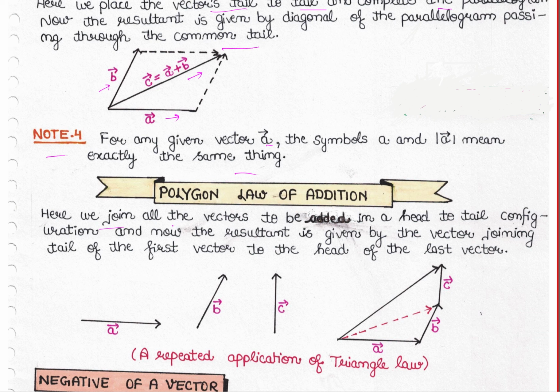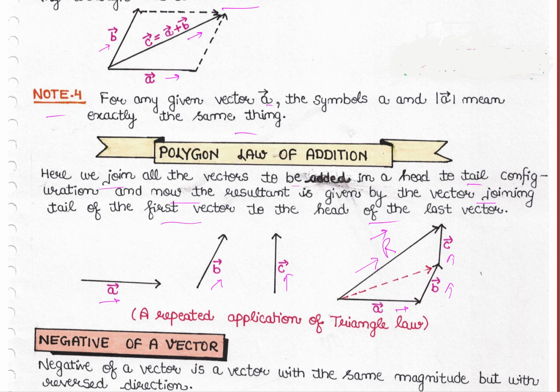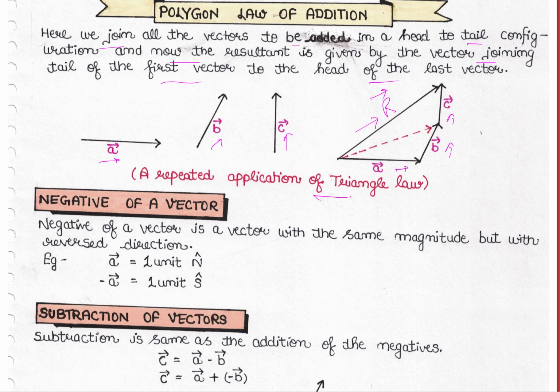Now the polygon law of addition. Here we join all the vectors to be added in a head to tail configuration, and now the resultant is given by the vector joining the tail of the first vector to the head of the last vector. So if we have A vector like this, B vector like this, and C vector like this, and if we join like this, this vector represents the resultant vector. This is nothing but a repeated application of the triangle law.